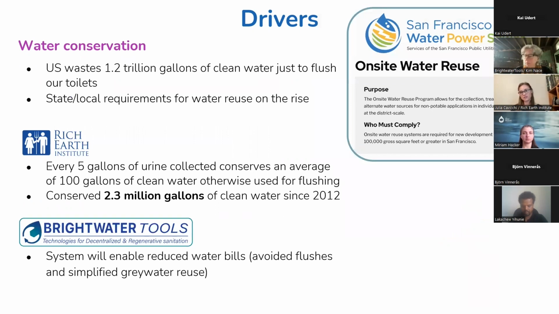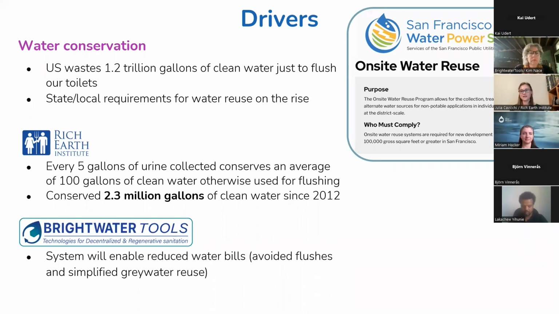So another big driver in the US is the water conservation benefit. We've calculated that the US wastes about 1.2 trillion gallons of clean water every year just to flush toilets alone. So it's a way to visualize the scale that could be conserved if we started not flushing our small amount of waste in large amounts of clean water.